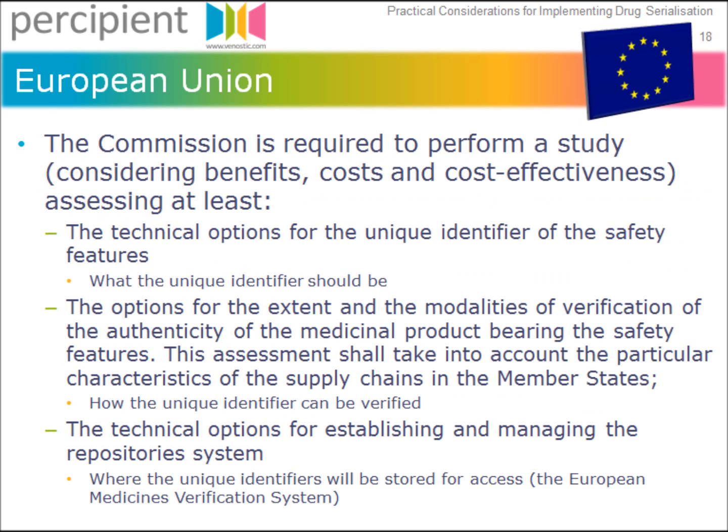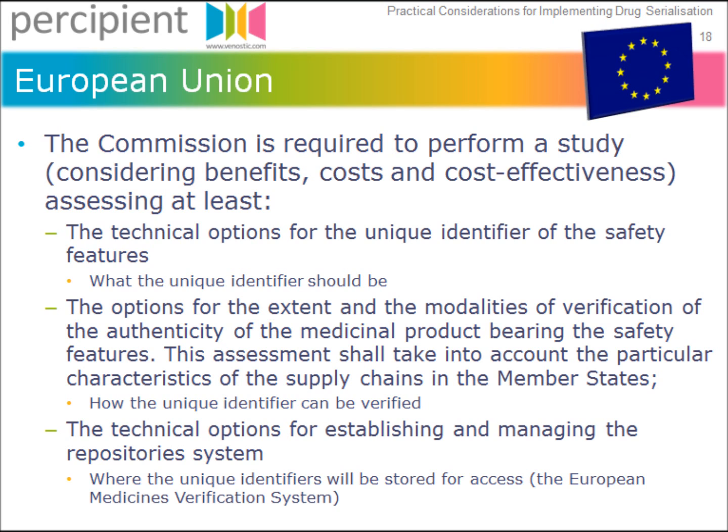As part of that, the Commission is required to look at cost effectiveness, costs and benefits by way of a study. So as part of these delegated acts next year, they have to look at the technical options for what the unique identifier will have to be. Again, 2D data matrix using GS1 is probably the most likely candidate there. Certainly industry comment last year was leading that way. So going down the same route as Turkey, as some of the South American and US markets are going.